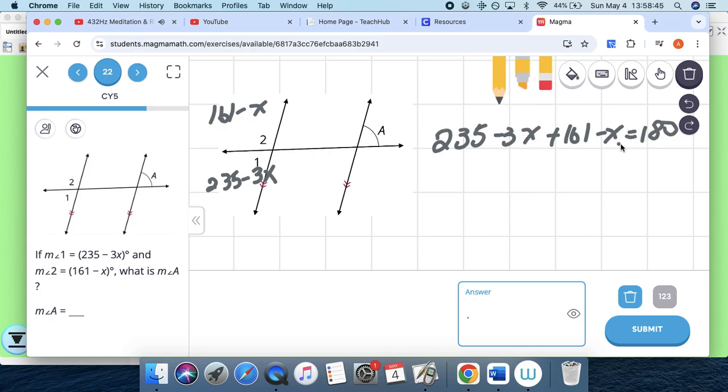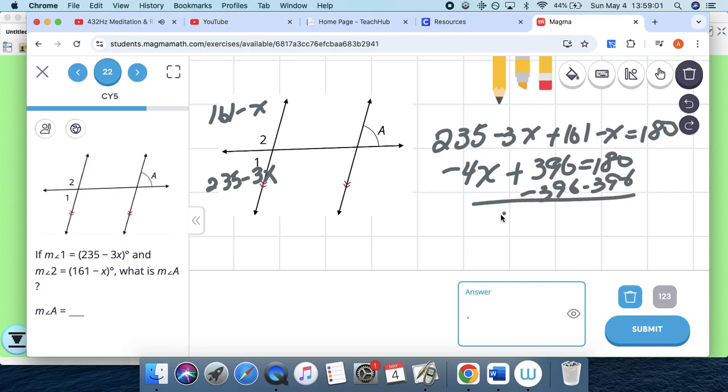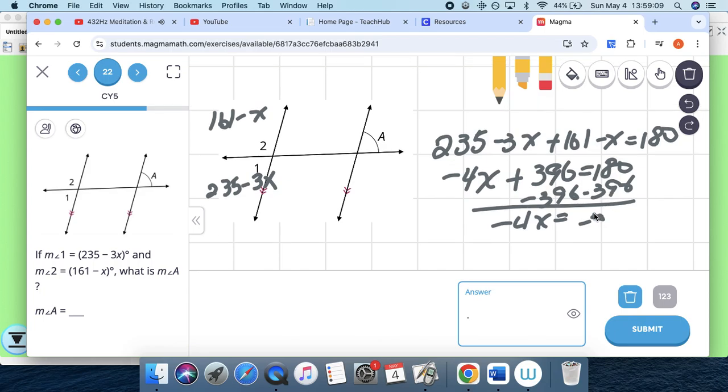Okay. Let's combine like terms. Negative 3x and minus x is negative 4x. 235 plus 161 equals 396, equals 180. We're going to subtract 396 from both sides, and we get negative 4x equals negative 216. I'm going to divide by negative 4, divide by negative 4, so x equals 54. So we're definitely not done here. So x equals 54. Let me come back here.